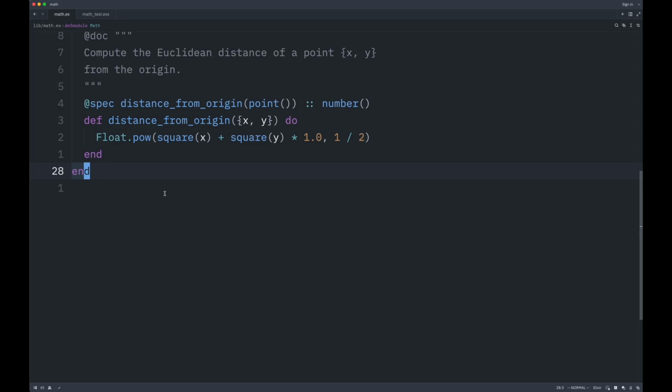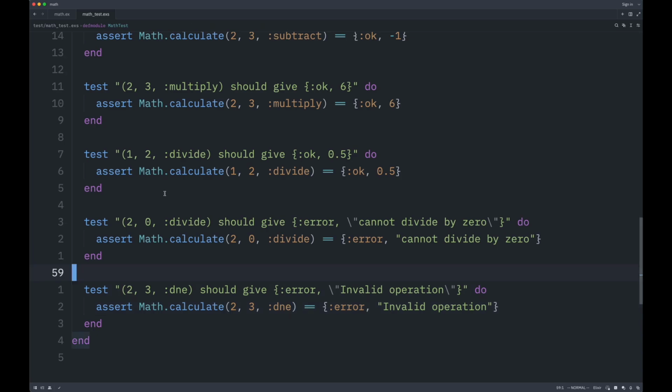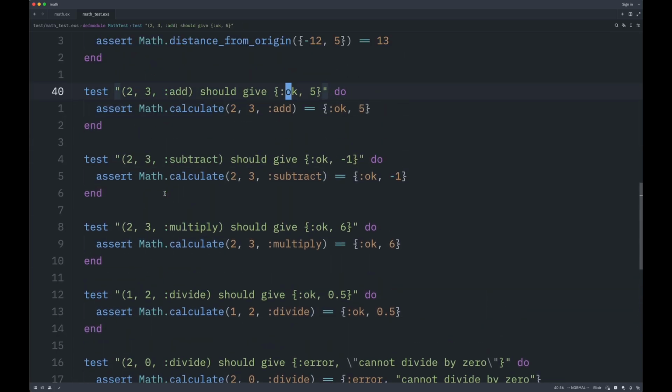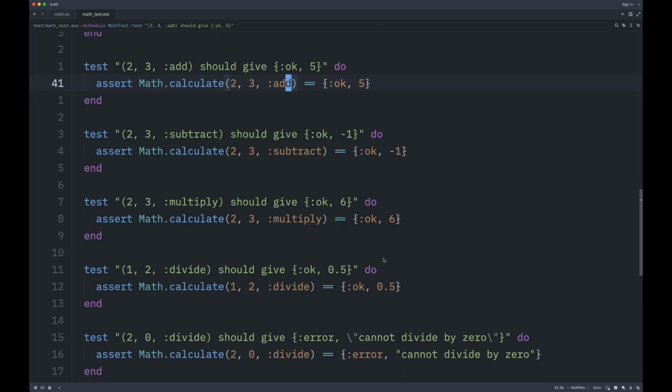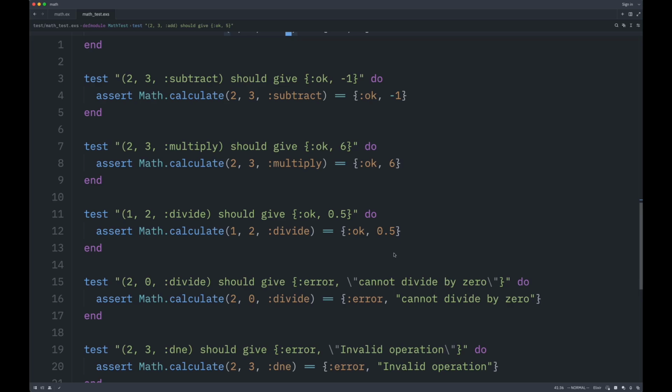So here we are in the editor. We are in our math module, and I want to point out that in the test file, I have already added some test cases for this calculate function. So we're saying if we have an addition operation, it should produce a tuple of OK and 5. If it is a subtract operation, OK and -1 for 2 and 3. If it is multiply, OK and 6. If it is divide, OK and 0.5.